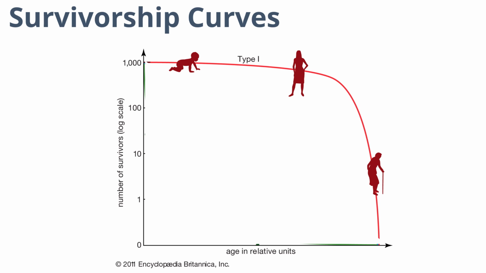Humans and primates exhibit a type 1 survivorship curve that you see here. And here what you see is that a high percentage of offspring survive their early and middle years, and death typically occurs predominantly in the older individuals. These types of species usually have small numbers of offspring at one time, and they give a high amount of parental care to them to ensure their survival.